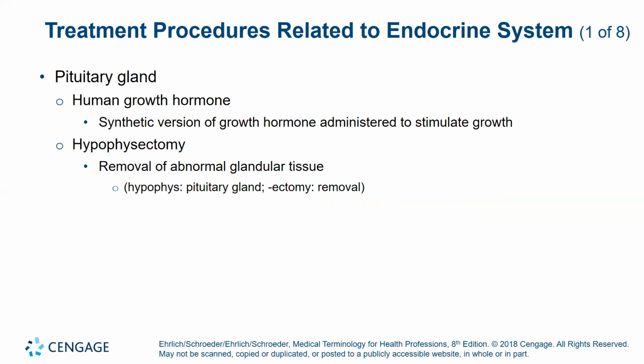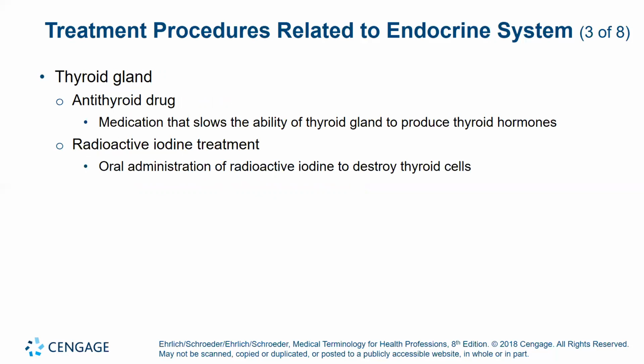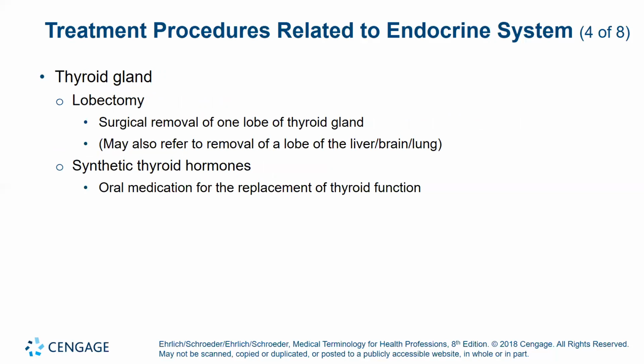Underneath the pituitary gland, we have human growth hormone and hypophysectomy. There you go, hypophysectomy. It's just a removal of the abnormal glandular tissue. You can see how it's broken down here: hypophysis is pituitary, ectomy is removal. Pineal gland: pinealectomy is just a surgical removal of the pineal gland. Looking at the thyroid gland, there could be an anti-thyroid drug or radioactive iodine treatment. A lobectomy would be surgical removal of one lobe of the thyroid gland.